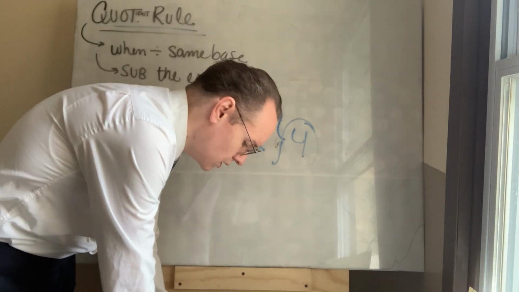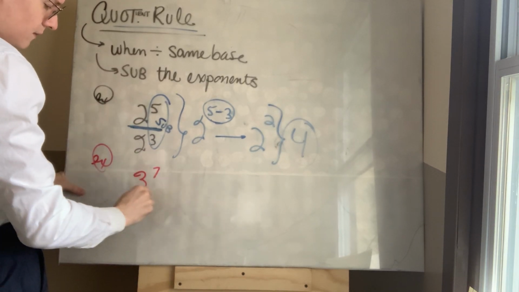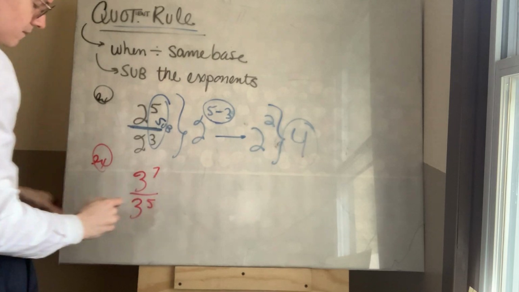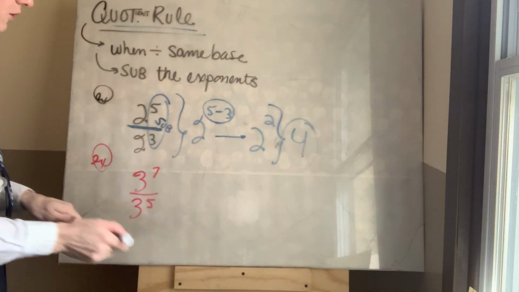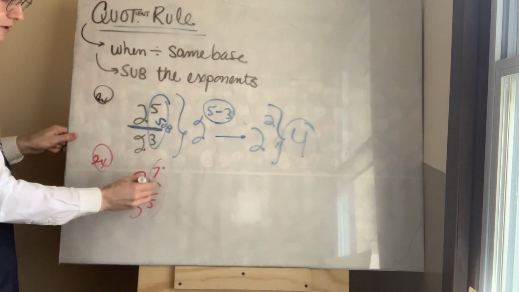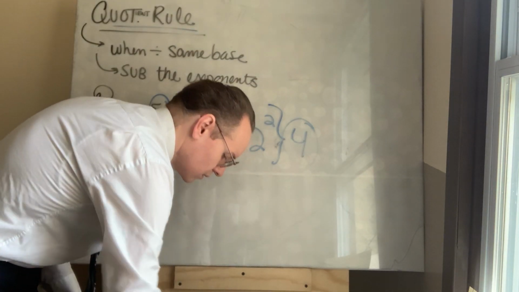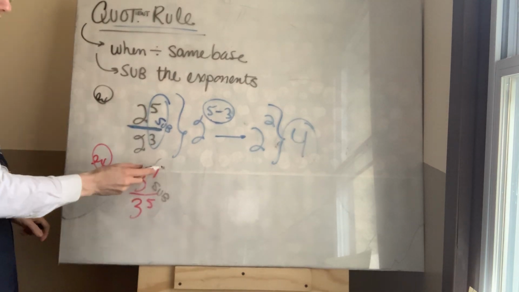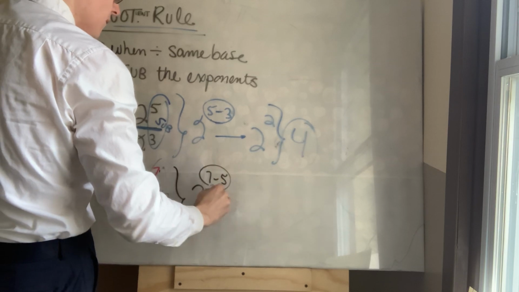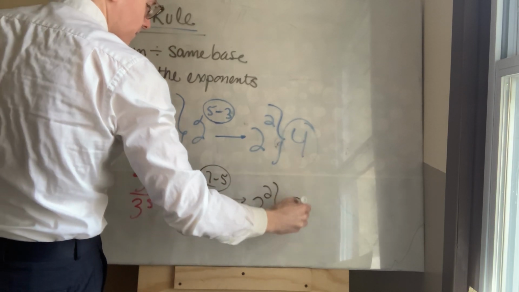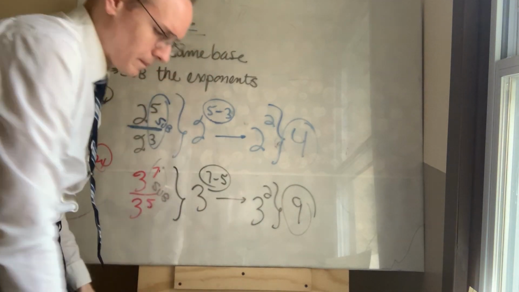Here's a different problem. If you had 3 to the 7th over 3 to the 5th, and you use again the quotient rule, subtract these. 7 minus 5 is really 3 squared, which is 9. Okay.